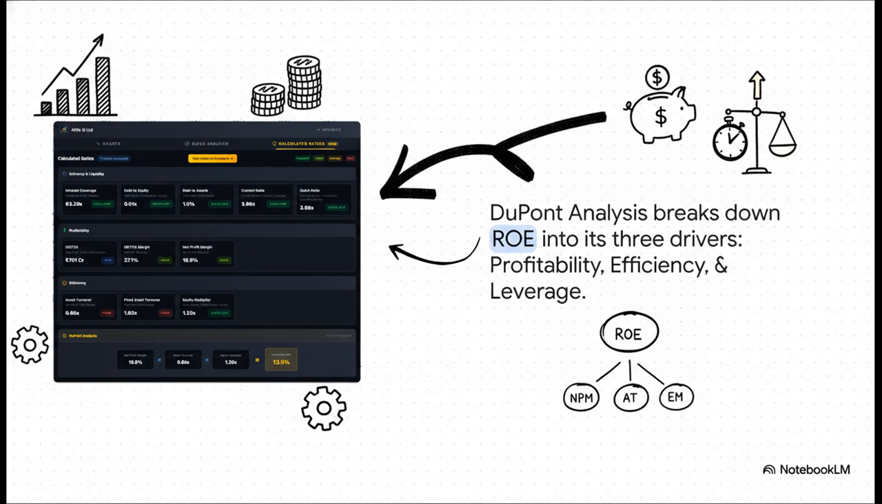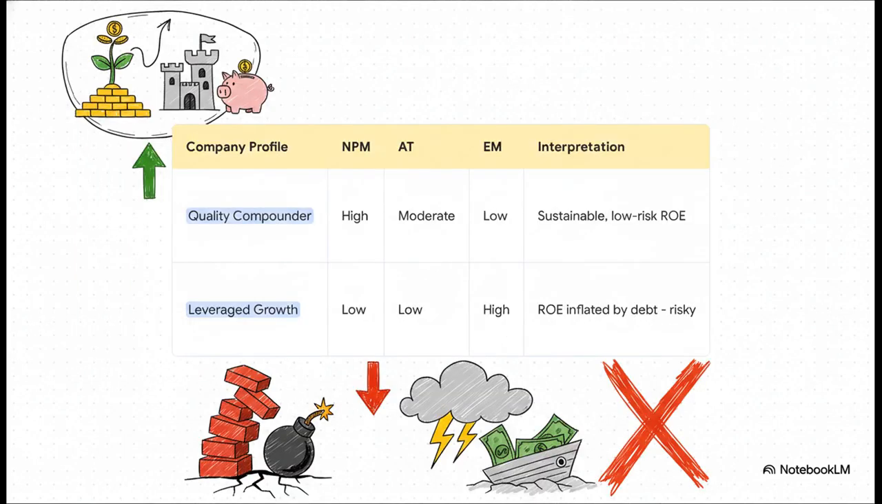It just breaks down that big ROE number into its 3 core ingredients: profitability, which tells us how much profit they make; efficiency, which is how well they use their assets; and leverage, which tells us how much debt they're using. And this, right here, is how we solve our 25% ROE puzzle. A quality compounder gets its high ROE from really strong profit margins, not from debt. That's sustainable and low risk.